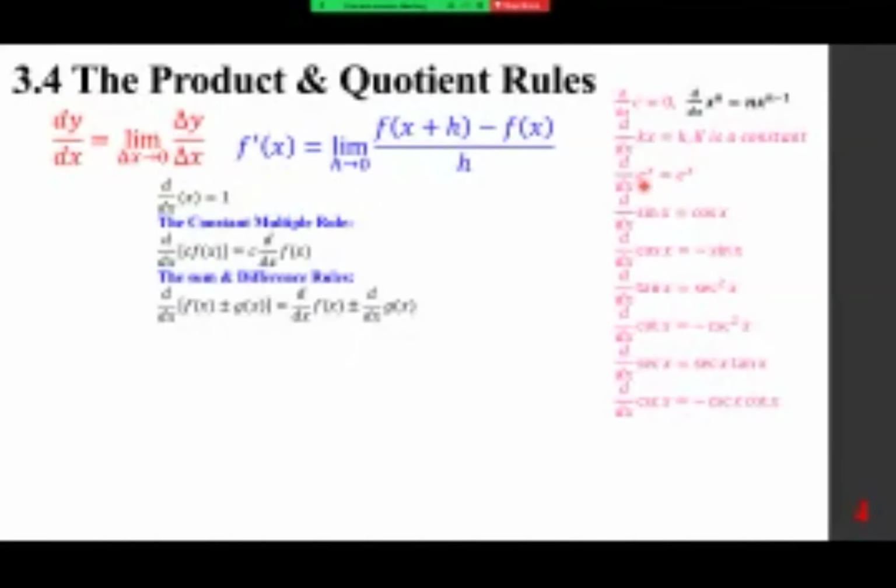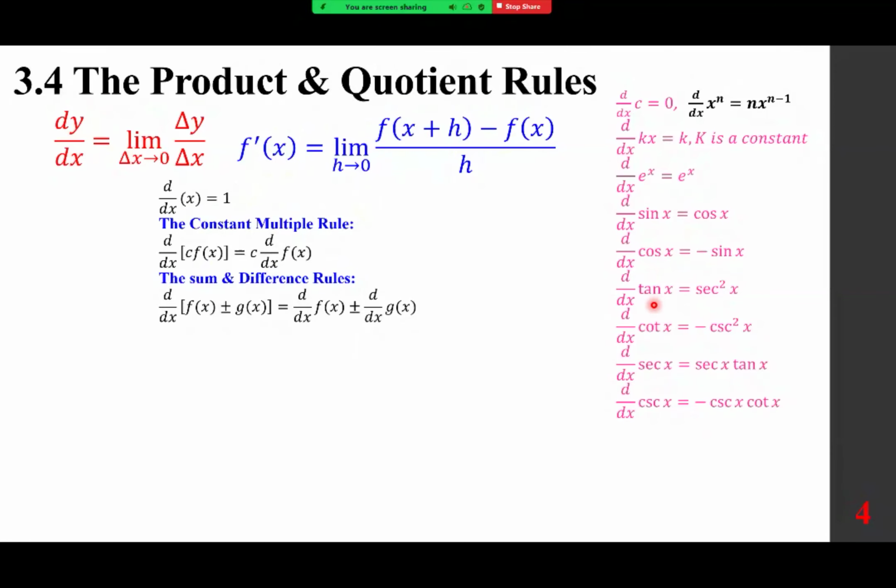The derivative of e to the power of x is itself. The derivative of sine is cosine. The derivative of cosine is minus sine. The derivative of tan x is secant squared. Cotangent x is minus cosecant squared x. Secant x is secant x times tan x. Cosecant x is minus cosecant x cotangent x.